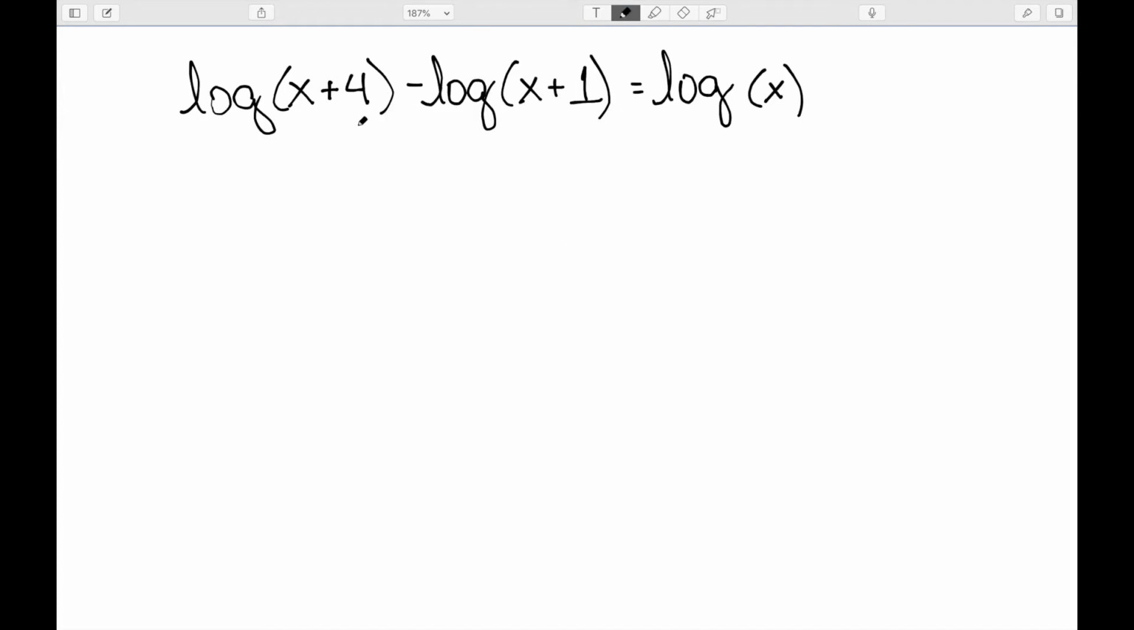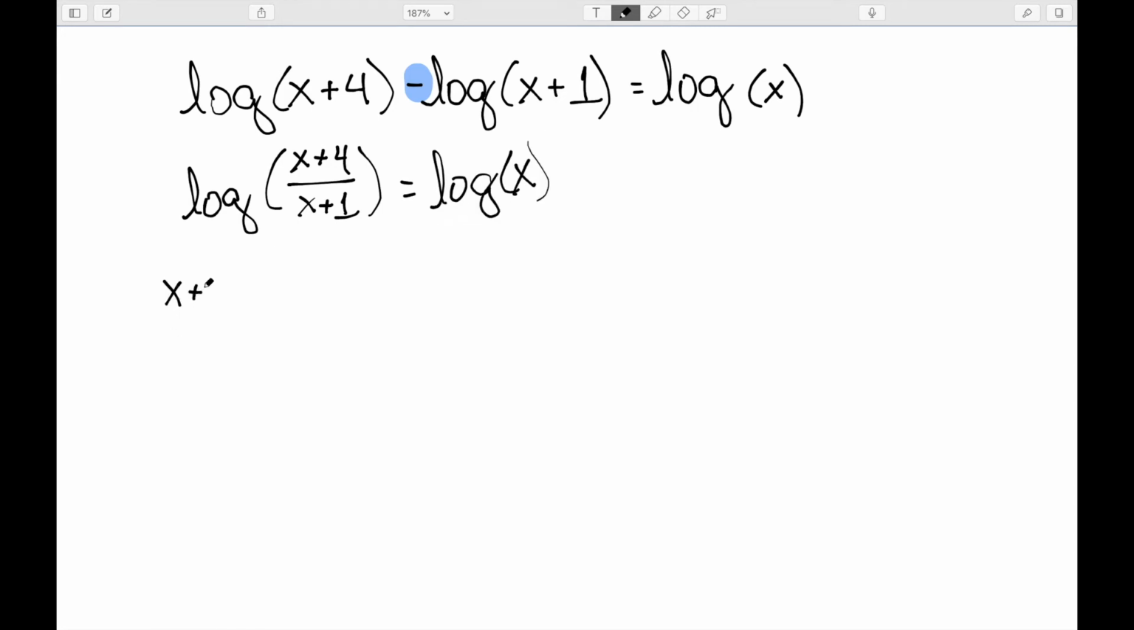Now let's look at log of x plus 4 minus log of x plus 1 equal to log of x. The properties we just discussed said log of m minus log of n is equal to log of m over n. So the fact that we have a subtraction here tells me I can rewrite this as log of the first over the second is equal to log of x.